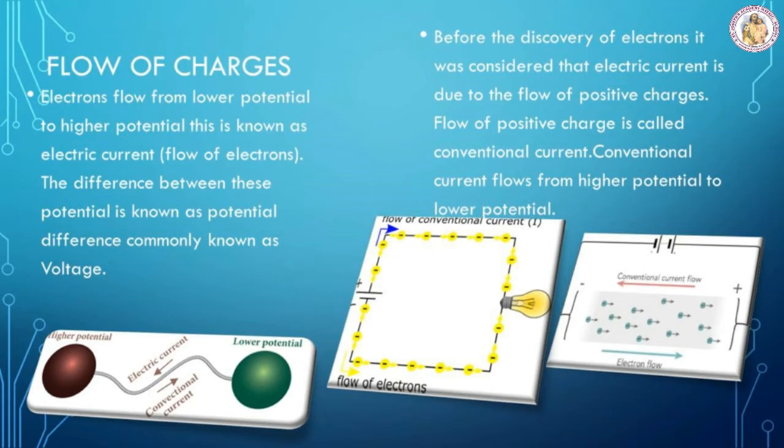Okay, so the electric current flows from lower potential to higher potential. See, before the discovery of electrons, it was considered that electric current is due to the flow of positive charges. Flow of positive charges is called conventional current. So conventional current flows from higher potential to lower potential.